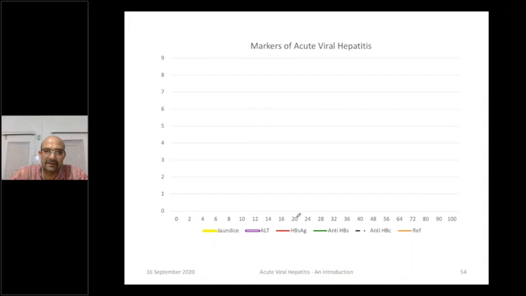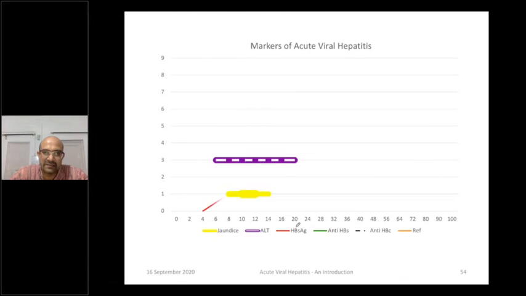So let's see what happens again in this. This is the previous graph. This is again the same timeline. We have 0 to 100 weeks. First, we said the jaundice will appear between the 8th week to the 14th week. Then we have ALT, which appears usually from the 4th week, 6th week onwards, continues up till the 20th week, after which it settles down.